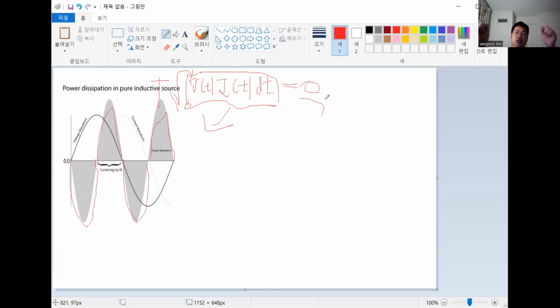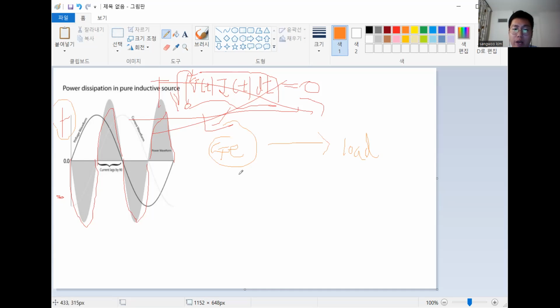I said you don't need to remember this equation, okay? Just try to understand. It stores everything, and you return it back, right? Look at that. Here we say plus, here we say minus. For example, a generator G, and this minus is a load. The plus part, the generator is giving to them. We say supply, and the load is using the energy, right?